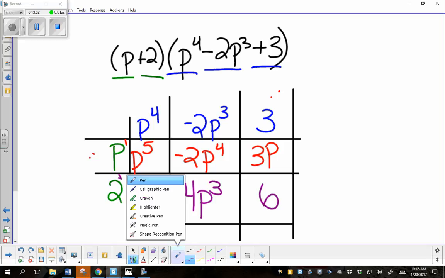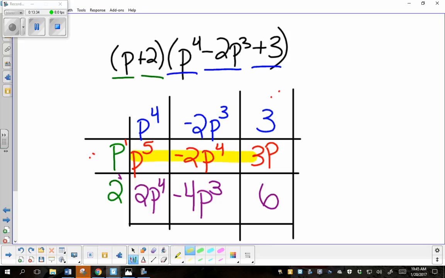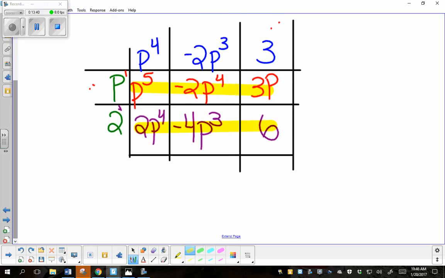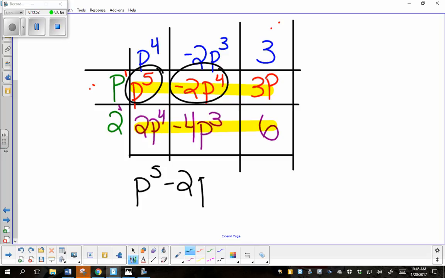So everything that turned out on the inside of that grid, all these terms, those are going to be part of my polynomial answer. So I'm just going to write all of those in order, and I'm going to add them up unless they're negative, in which case I'll subtract them. So I've got p to the 5 minus 2p to the 4th plus 2p to the 4th.